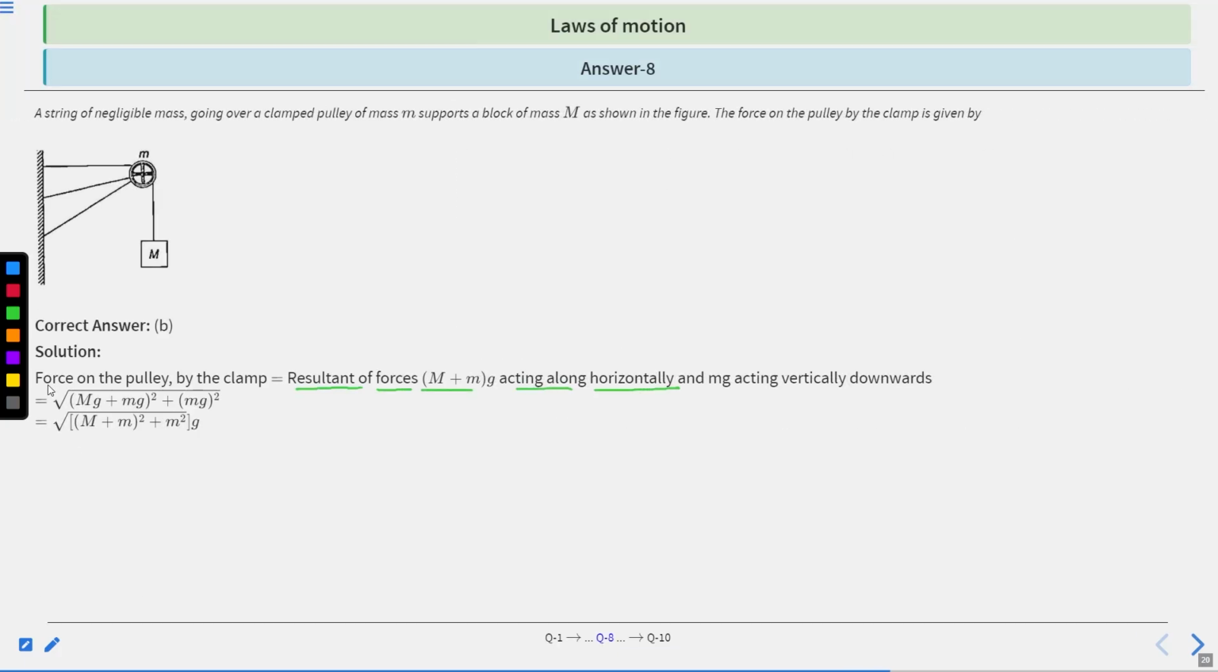Let's find a solution. Read this carefully. The force on the pulley by the clamp equals the resultant of the force (m plus m) multiplied by g acting horizontally and mg acting vertically downwards. So the force is root of (mg plus mg) whole squared plus (mg) whole squared. So the correct answer is B after solving these terms. Next question.